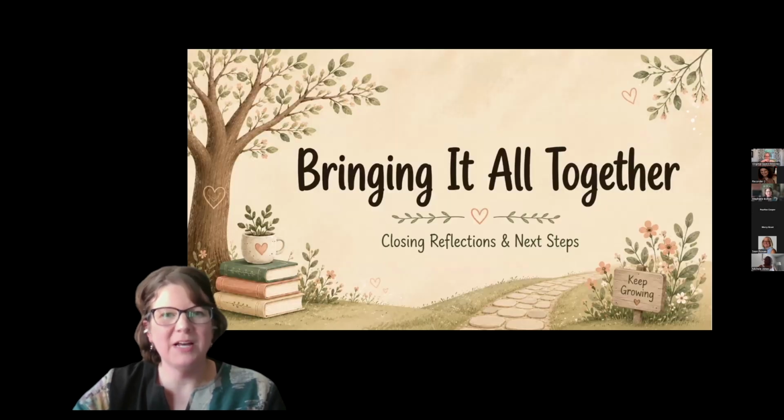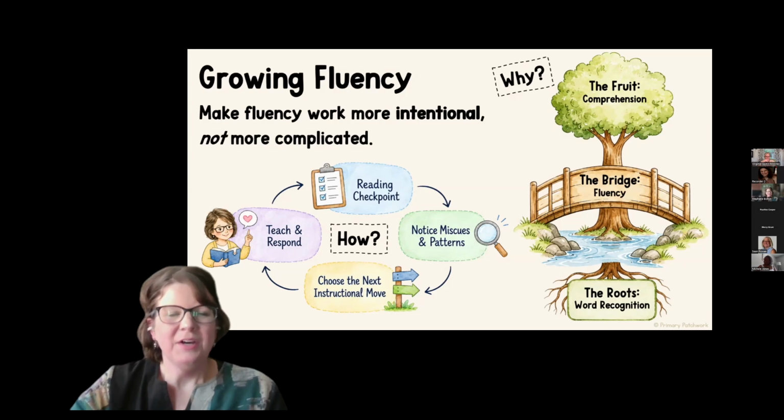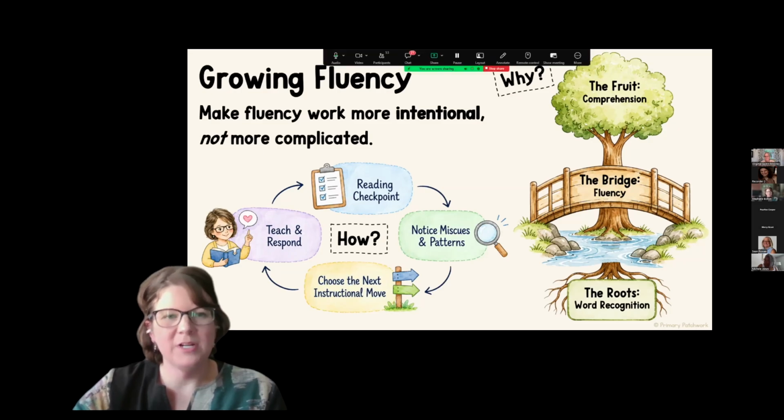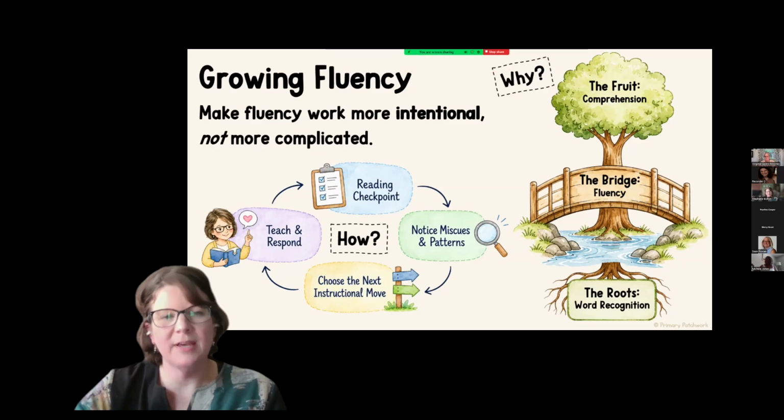So time has flown by. We're going to bring it all together real quick because we have covered a lot. We should focus on fluency because it is the bridge to comprehension, our ultimate goal. We can develop fluency in students by being very intentional with our assessments. A simple reading checkpoint can give you so much powerful information to let you know the next best move for each student. But the real takeaway is that we can make fluency work more intentional without making it more complicated.